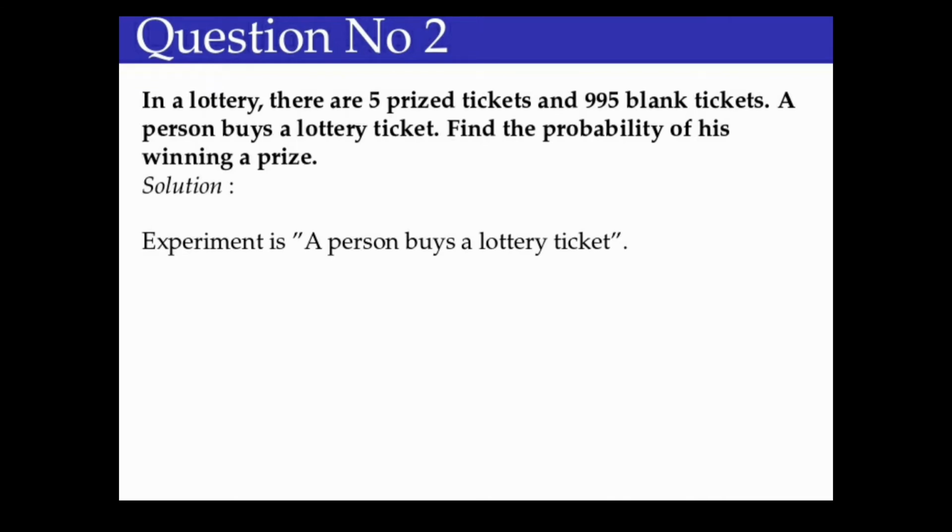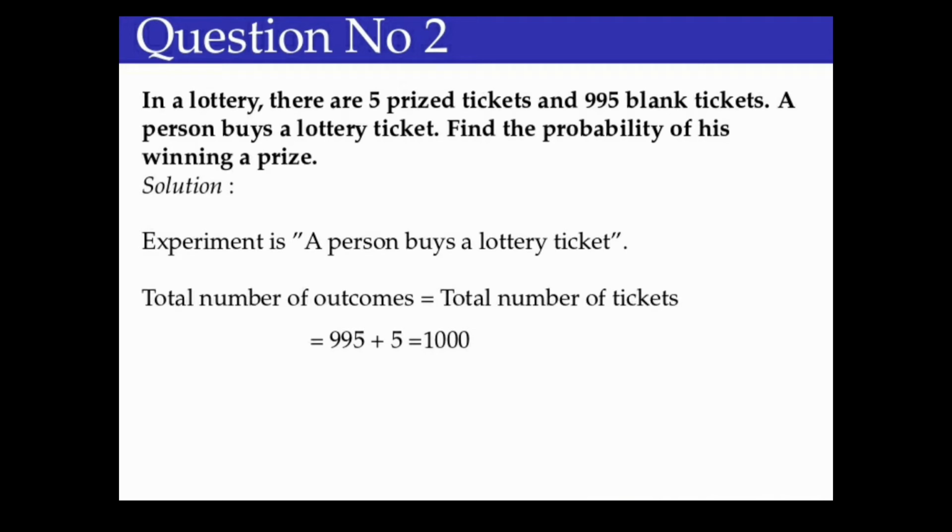That's the experiment. Now what is the total number of outcomes here? It is actually equal to the total number of tickets, which is 995 plus 5, because when the person buys a lottery ticket, that ticket can be a prize ticket. So 5 prize tickets are there, and that ticket also can be a blank ticket, and 995 blank tickets are there. So the total number of outcomes is 1000. Now for the event you just need to read the last line: find the probability of his winning a prize. So the event is winning a prize.